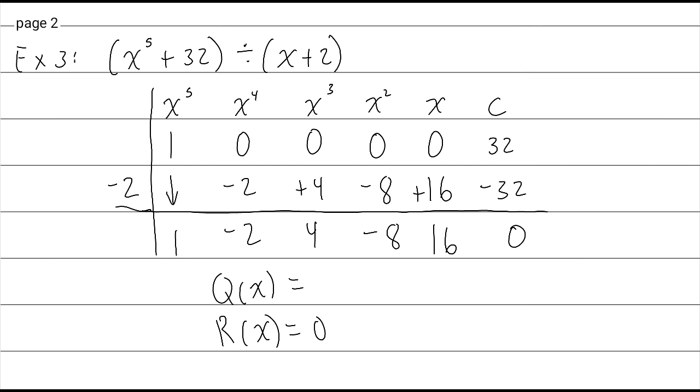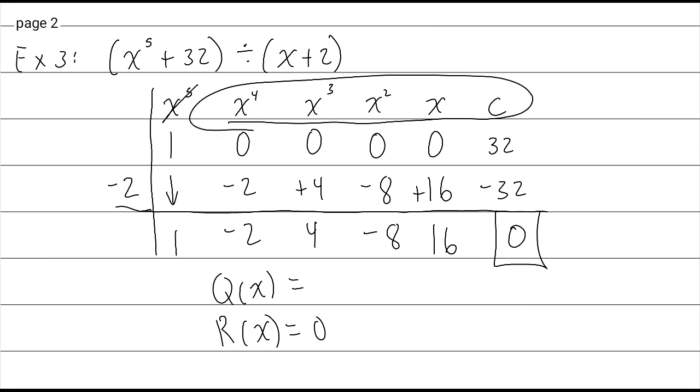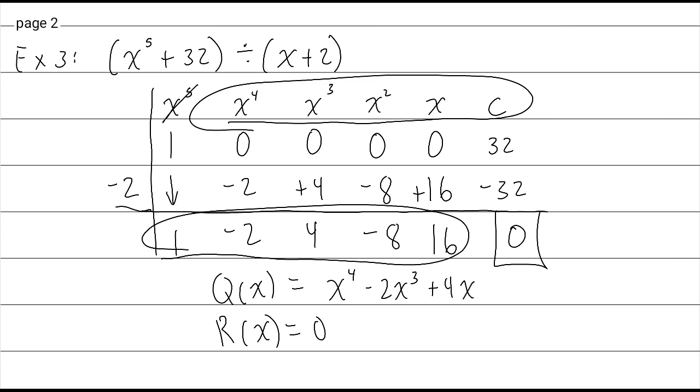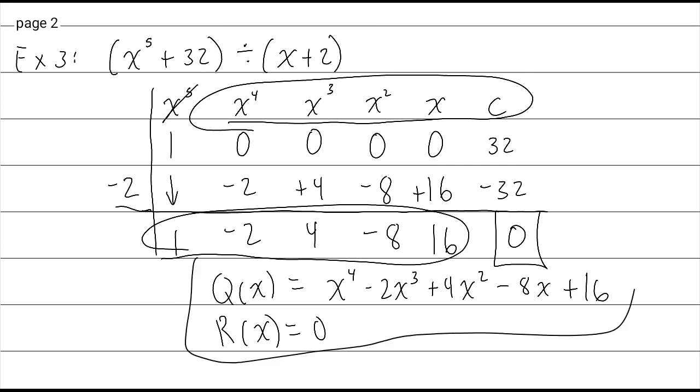Okay, so that's the remainder. I can ignore that now. x to the 5th got knocked down, so I have an x to the 4th, 3rd, 2nd, first power, and a constant. Those correspond to these, of course. So 1x to the 4th minus 2x to the 3rd plus 4x squared minus 8x plus 16. There we go. That would be our quotient and remainder.